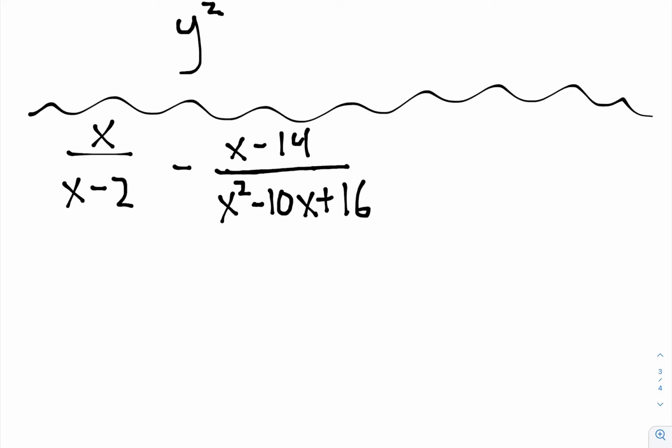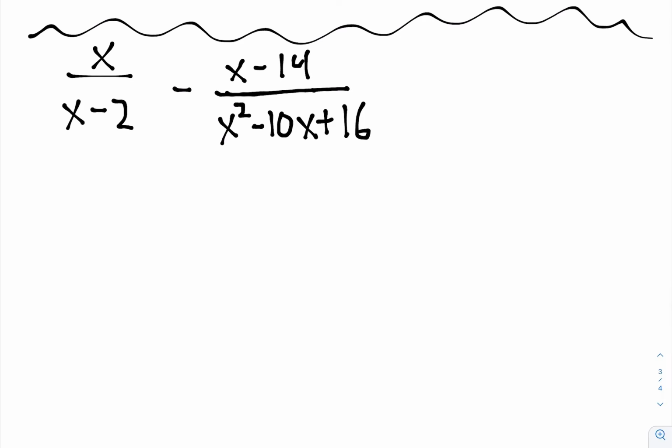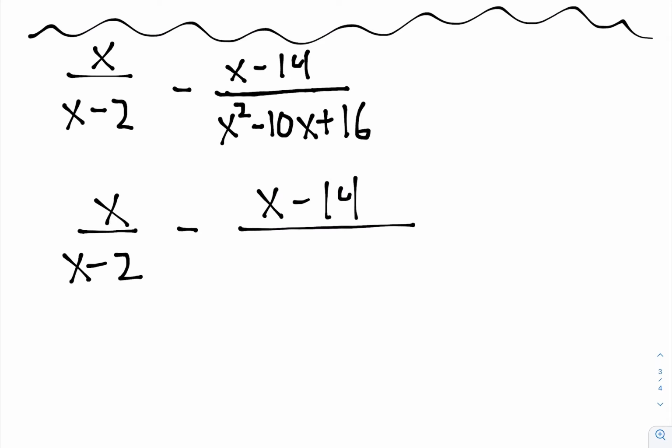Okay, so this is the difference of rational expressions. First thing we always do is we factor. Okay, so we have x over x minus 2 minus x minus 14. So the only thing we can really factor here is the bottom. So we need two numbers that multiply to positive 16 and add to negative 10. That's going to be negative 2 and negative 8.